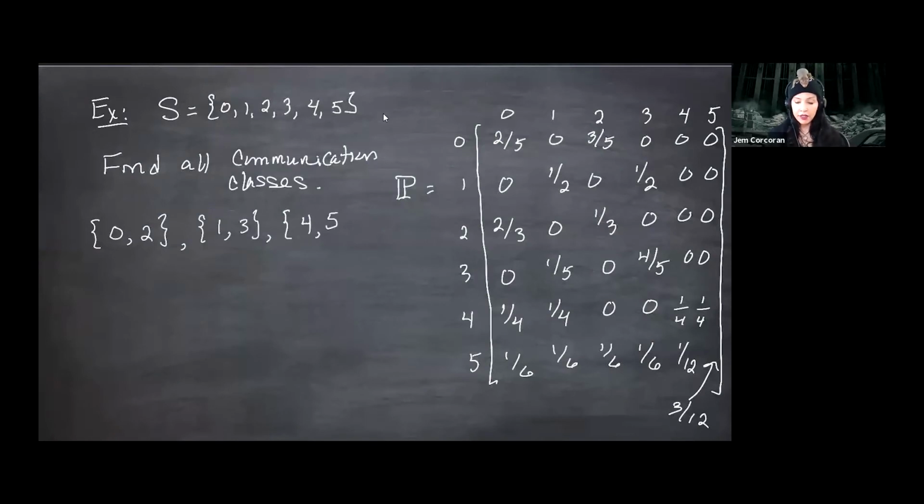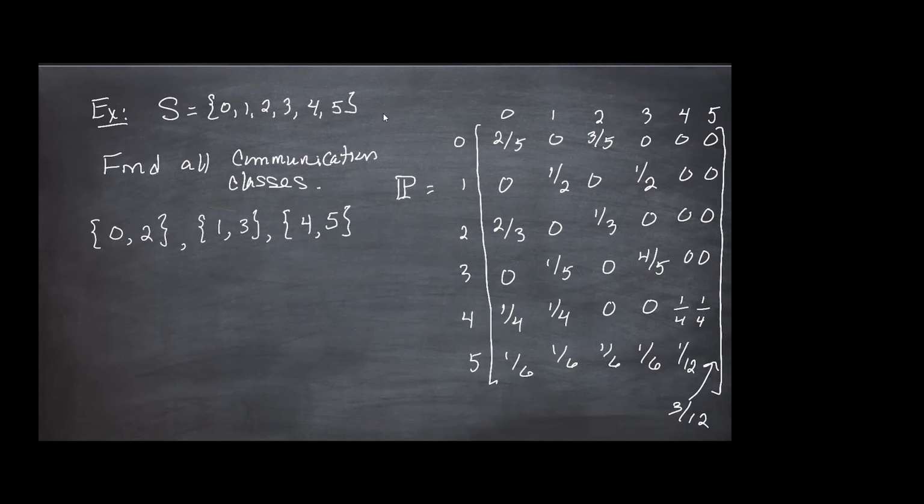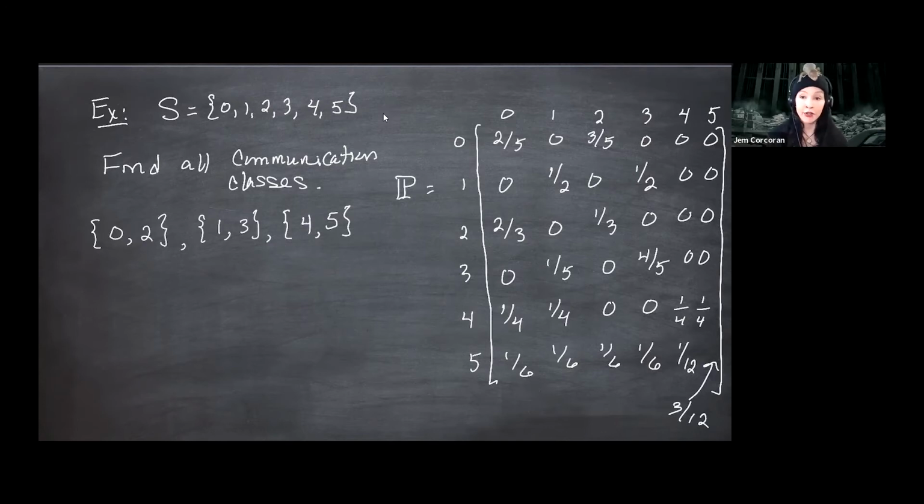And 5 is not going to communicate with anything else, or we would have picked it up already. So we're done. Now, if we couldn't, we have 3 classes. And if we did this and we only had 1, everything communicated with everything else, the chain would be called irreducible. But we have a reducible chain because we have more than 1 class.